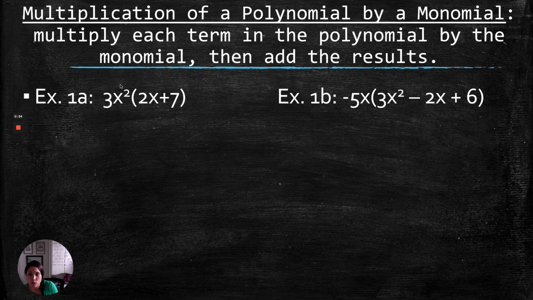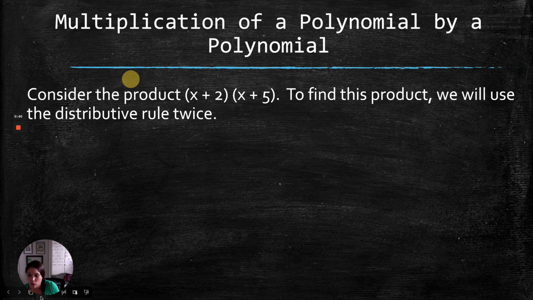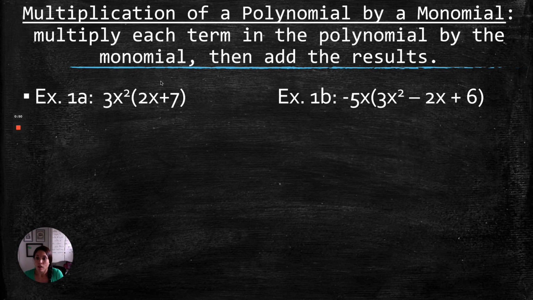So here we're going to use the distributive rule to solve this. So let's multiply 3x squared by 2x, and then we're going to multiply 3x squared by 7.